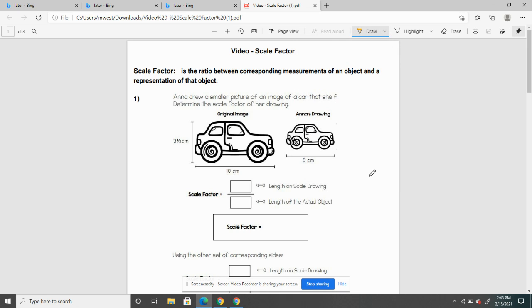All right, guys, our next video is going to be on scale factor. Similar to a scale drawing, but slightly a little bit different. The scale factor is a ratio between corresponding measurements of an object and a representation of that object.